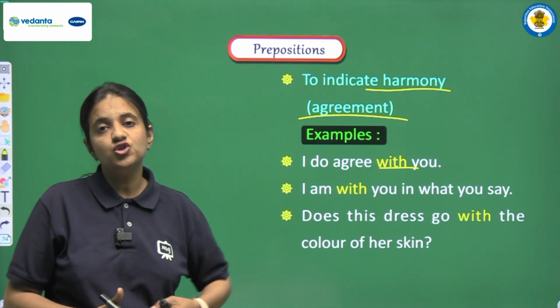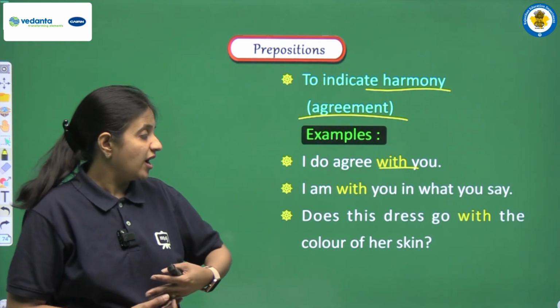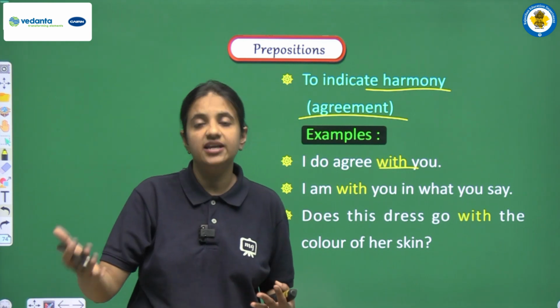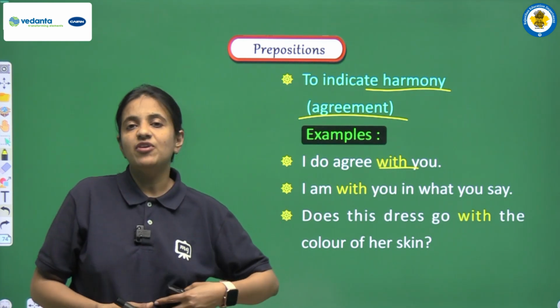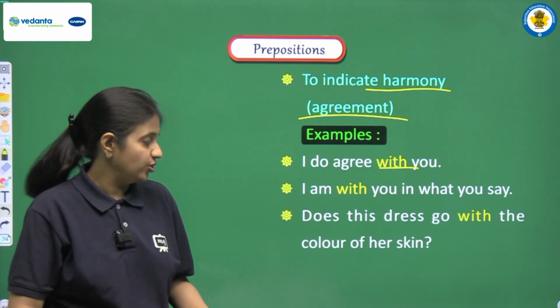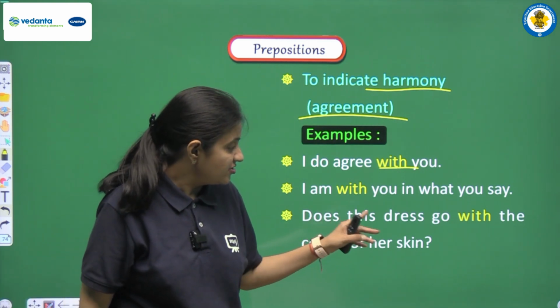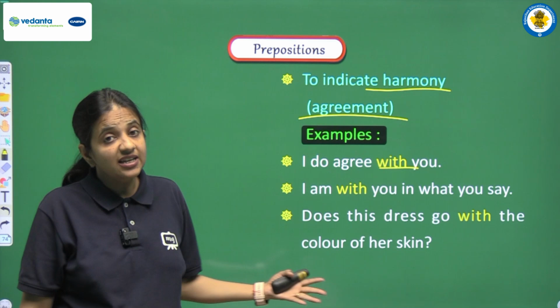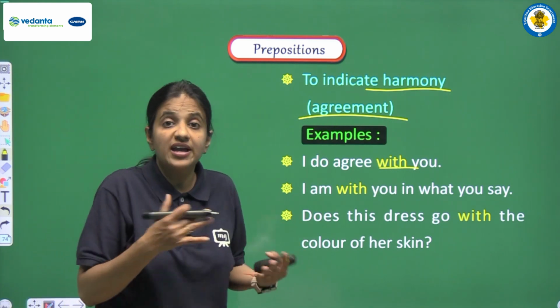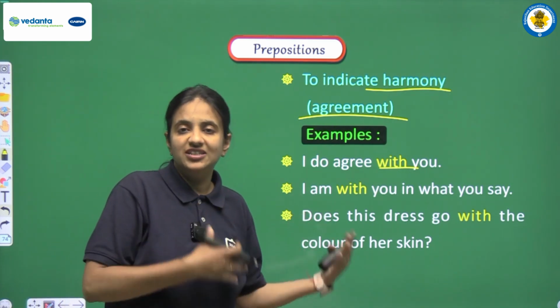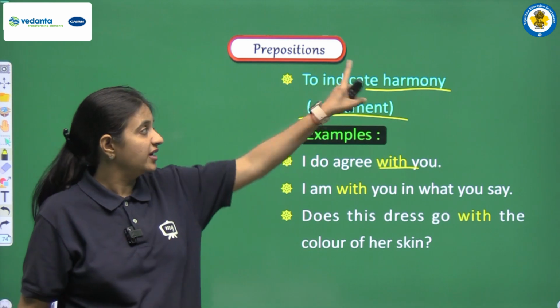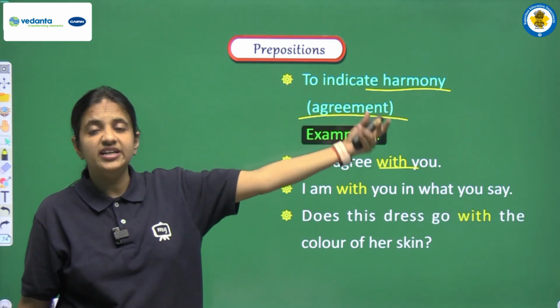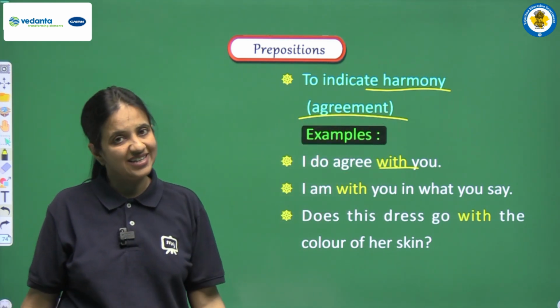Again, we are trying to show our agreement. Okay, so I am saying that whatever you say, I am with you. I am very much in agreement with you. Okay. Next is, does this dress go with the color of her skin? So here we are asking whether there is a kind of agreement or not. Okay, so this is the reason when we are trying to show agreement, or we can say the harmony, then we can use with in a sentence.